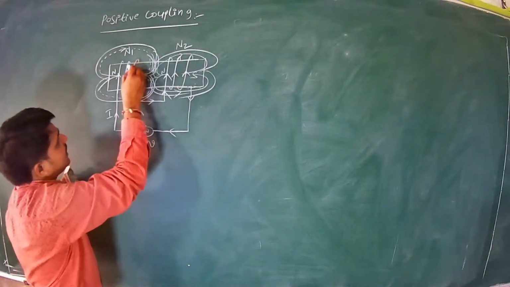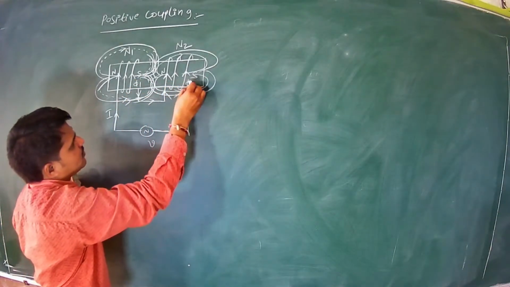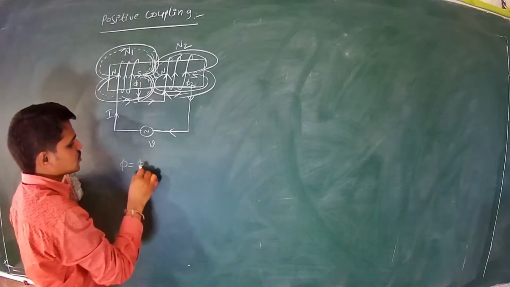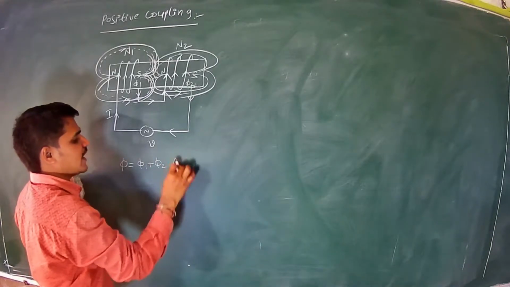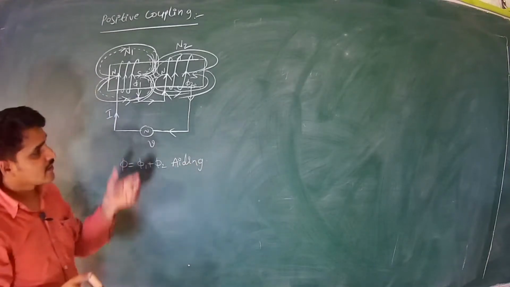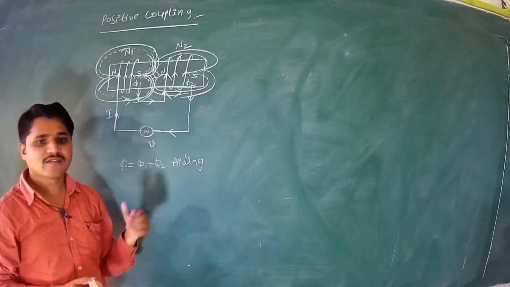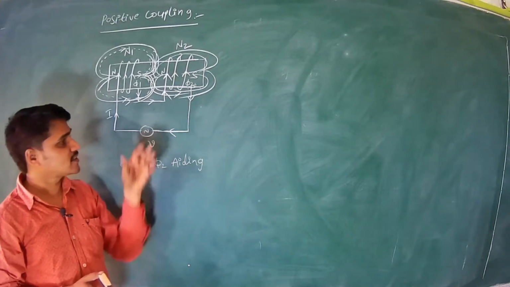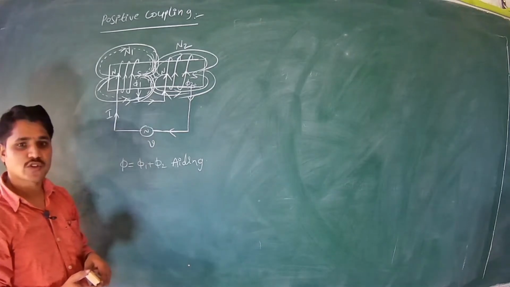So the flux produced by coil 1 is, let us say, phi 1, and the flux produced by coil 2 is phi 2. The resultant flux phi in the magnetic core is phi 1 plus phi 2. That means both fluxes are aiding with each other. Then the two coils are said to be positively coupled. So that is positive coupling.